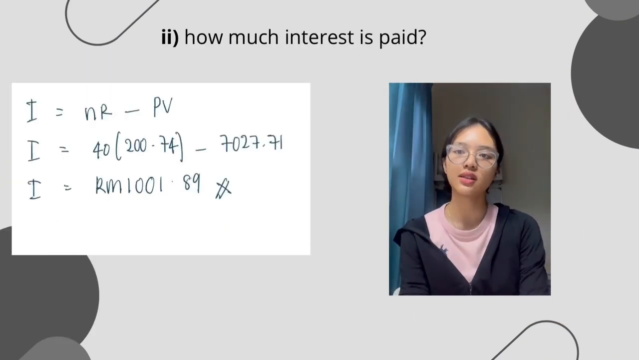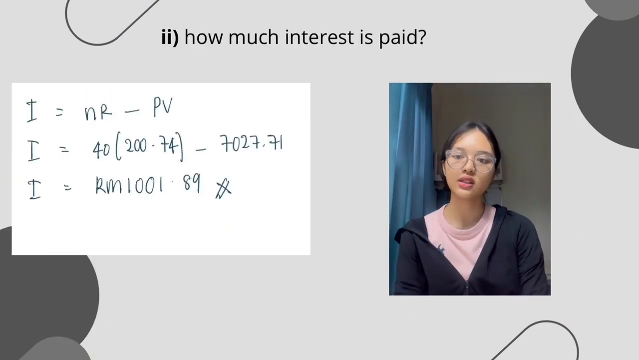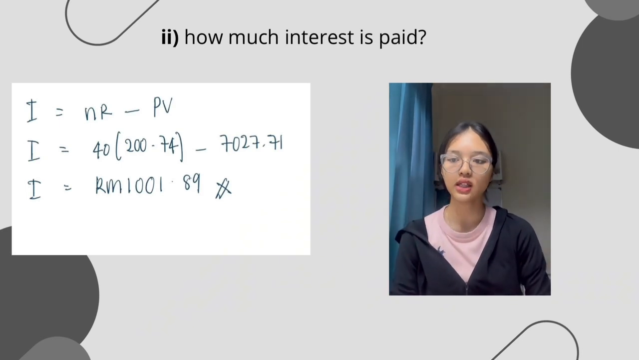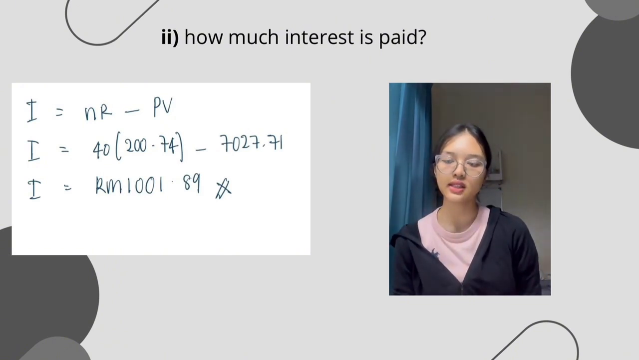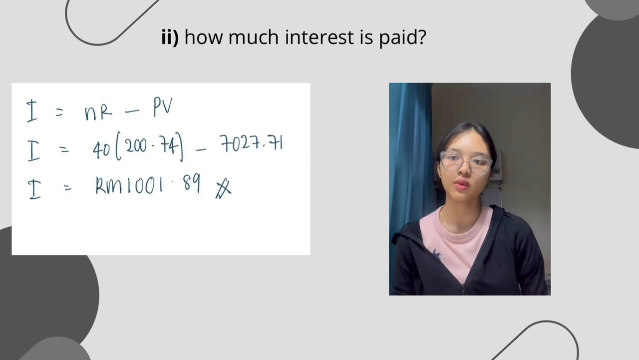How much interest is paid? To get an interest, we use this formula, which is I equal to NR minus PV. I equal to replace N with 40 and R is 200.74 minus 7027.71, which is the present value, and the answer will be 1,001 ringgit 89 cent.